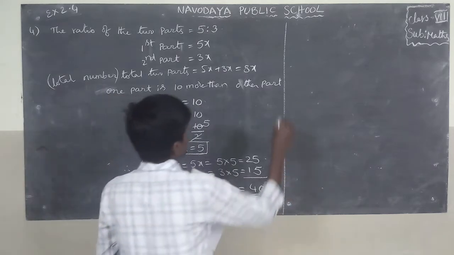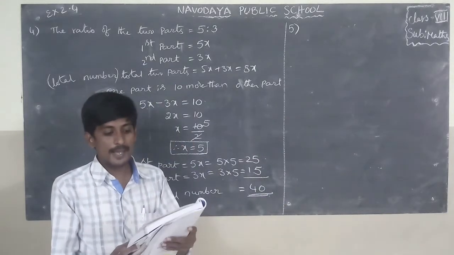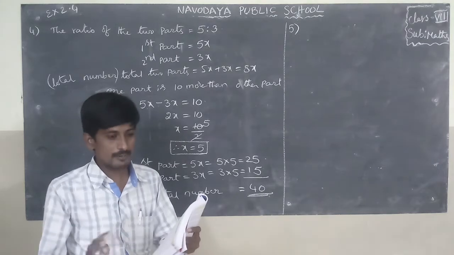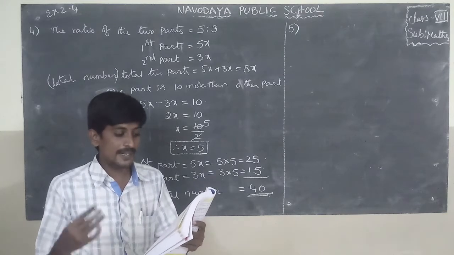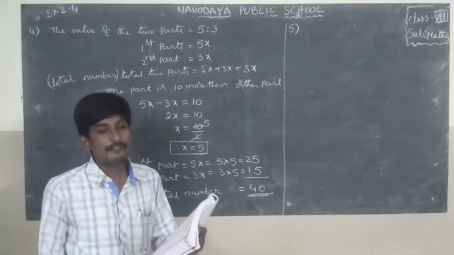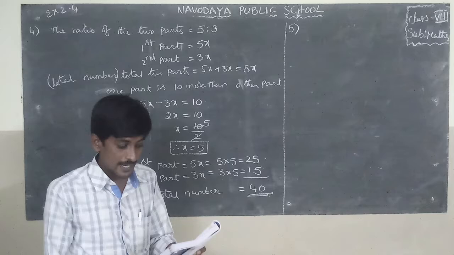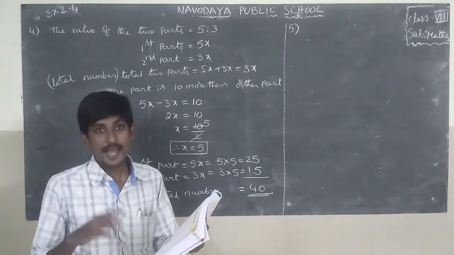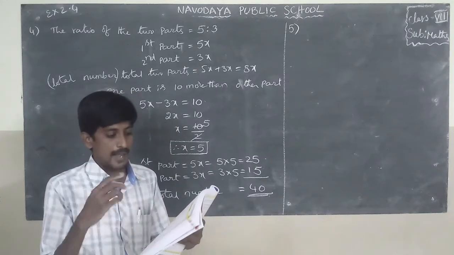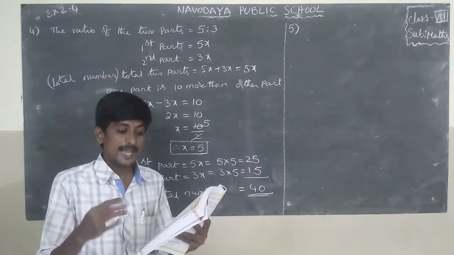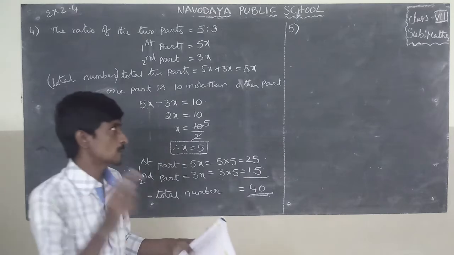Next, the fifth one. When I triple a certain number and add 2, that is one condition, I get the same answer as I do when I subtract the number from 50. Find the number. We don't know the number, but two conditions are given. That is the first condition, and that is the second condition.